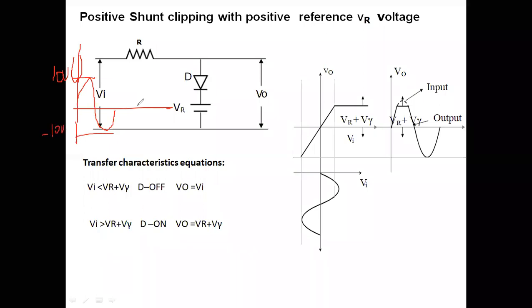This voltage I have applied at the input, and I have applied a constant reference voltage. Input is a sinusoidal which varies with respect to time. Your reference voltage is a constant DC supply. Suppose I apply a 5 volts DC supply, then our cathode is fixed at plus 5 volts.